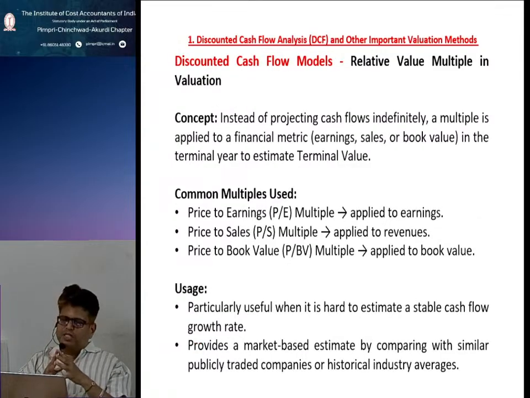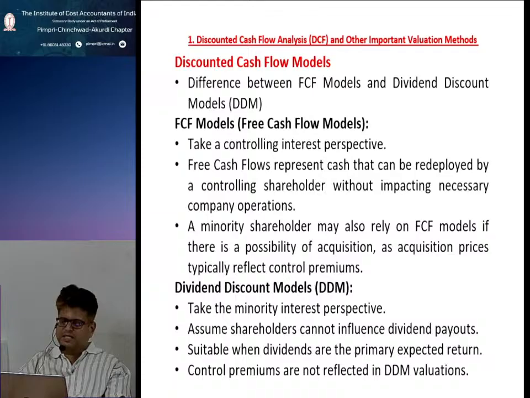Then we came to the concept of relative value multiple in valuation. Instead of projecting cash flows indefinitely, a multiple is applied to a financial metric, either earnings, sales or book value in the terminal year to estimate terminal value. In that case, common multiples used are price to earnings multiple, price to sales multiple and price to book value multiples. Usage is particularly useful when it is hard to estimate a stable cash flow growth rate, and it provides a market-based estimate by comparing with similar publicly traded companies or historical industry averages.